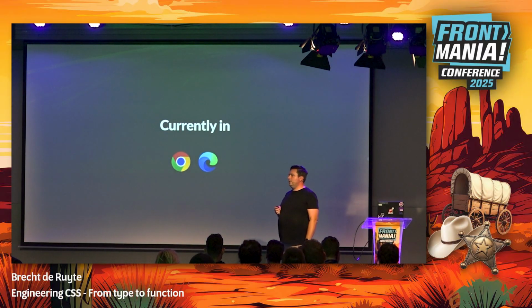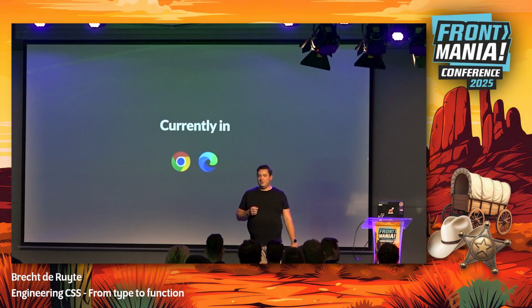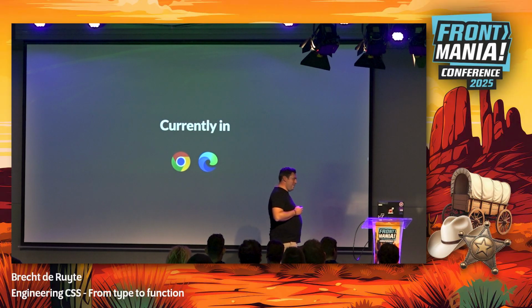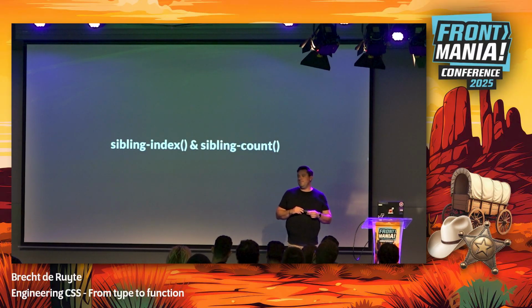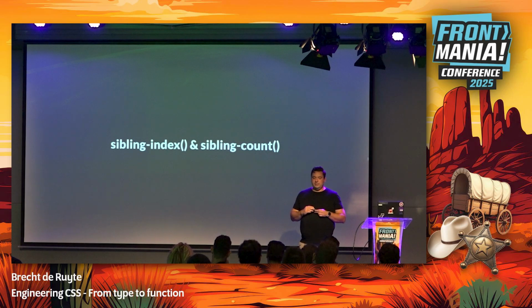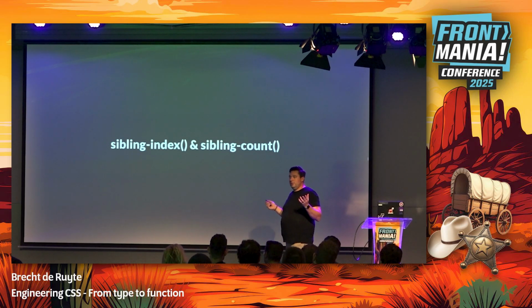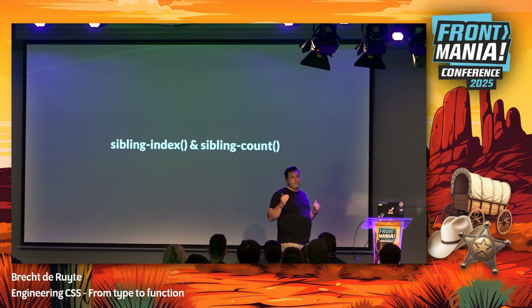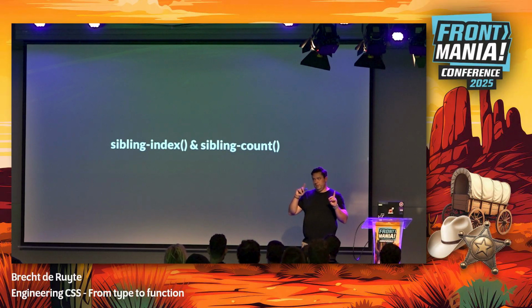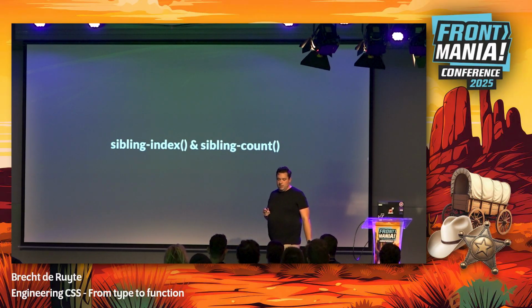Currently in Chrome and Edge, there's a whole bunch of fun stuff going on, which I am really excited for. One of them is sibling-index and sibling-count. Sibling index will give you a number, which is the current index among your siblings. Sibling count will count the siblings, including itself. Including itself, that's an important one here.